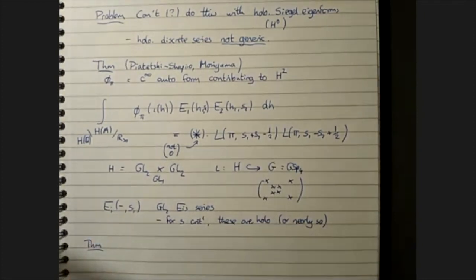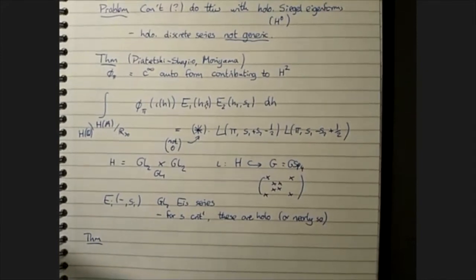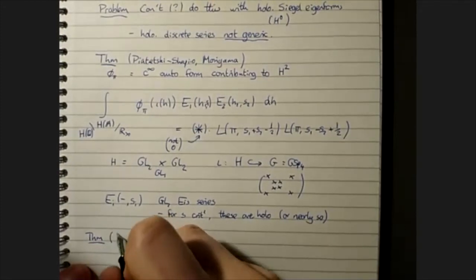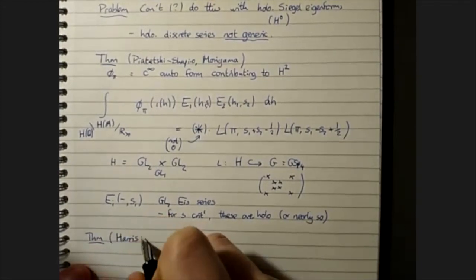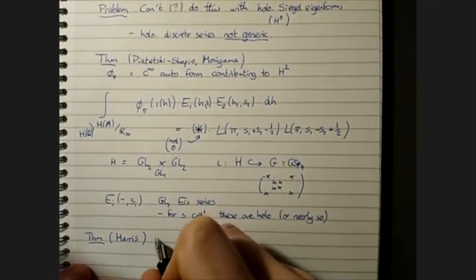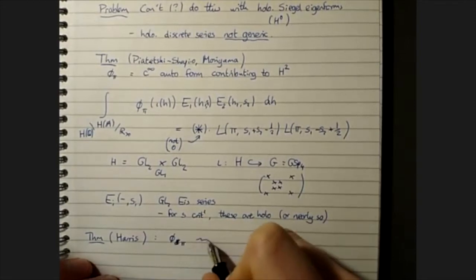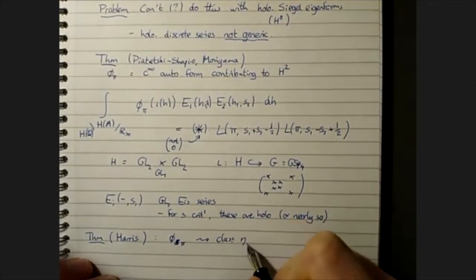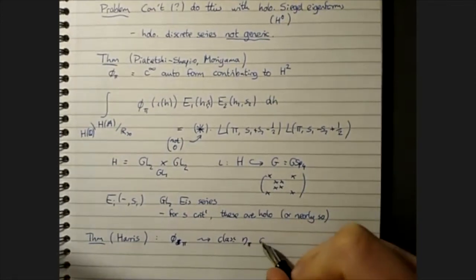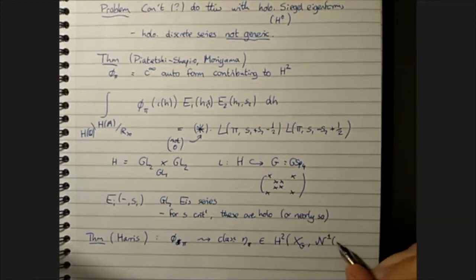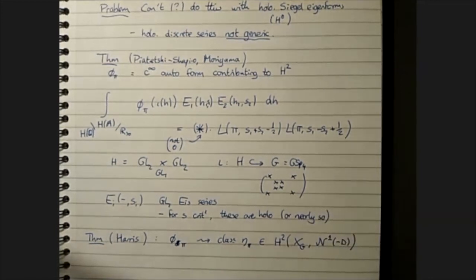And we want to interpret this as something cohomological that we can kind of drag into the world of algebraic geometry. And it was worked out how to do this by Harris. So phi_pi gives a class eta_pi. So this is just the cuspidal version of the sheaf with the boundary divisor there.